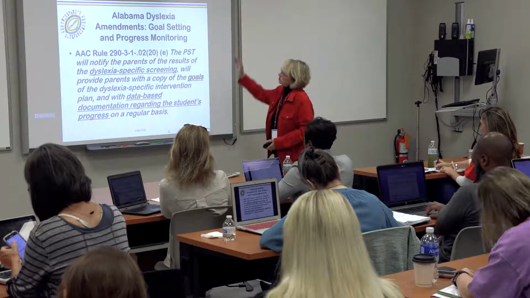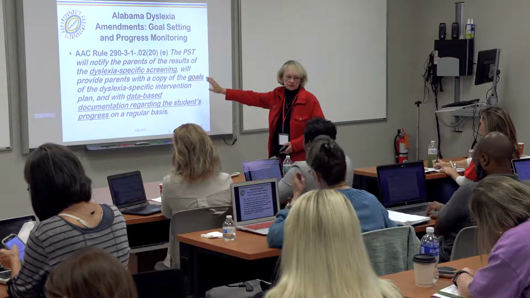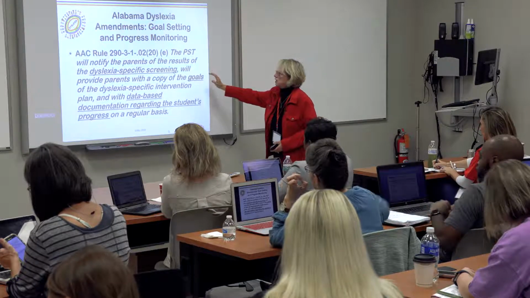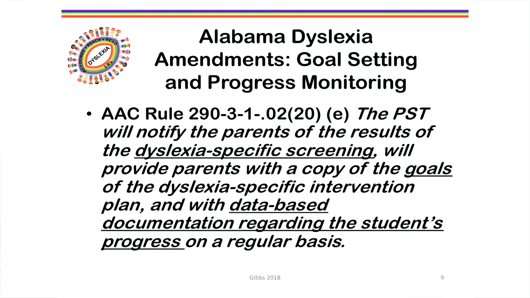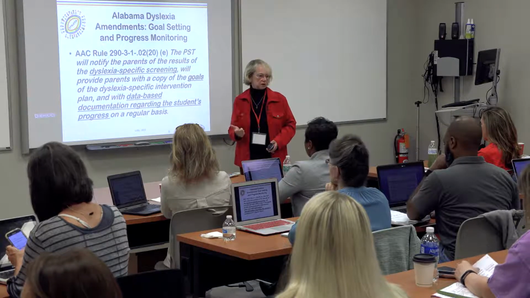Okay. So, Alabama's Dyslexia Amendment goal setting. We slipped that into the administrative code. And so it says, and this is the reference in the code, the PST will notify the parents of the results of the dyslexia-specific screening. Ta-da! So you're going to have it, and your parents are going to be told about it.